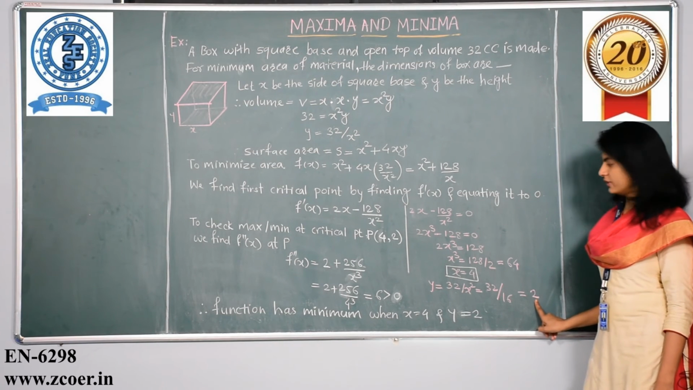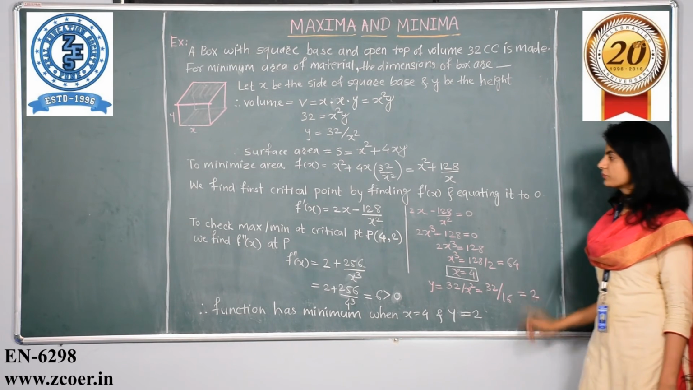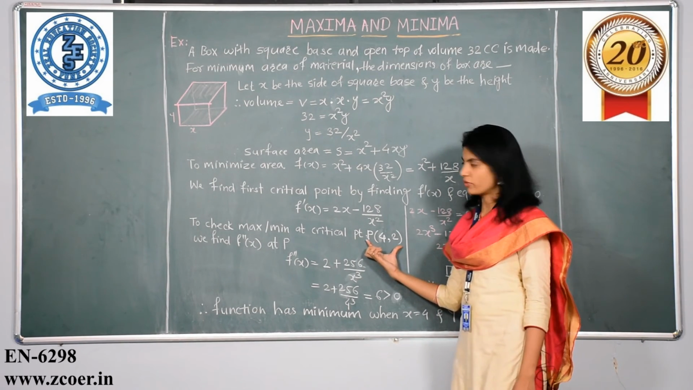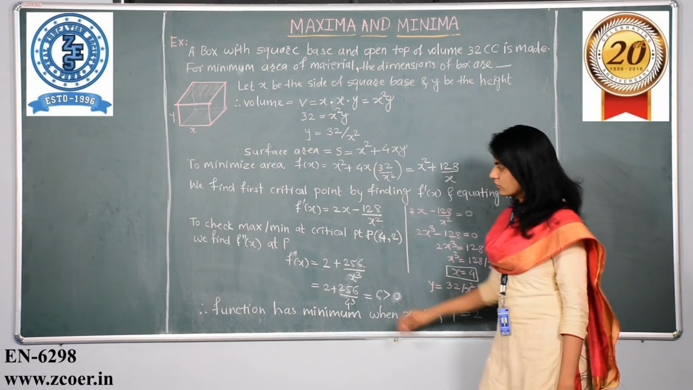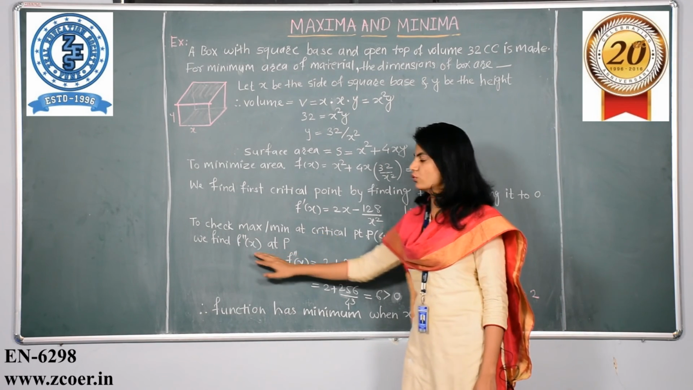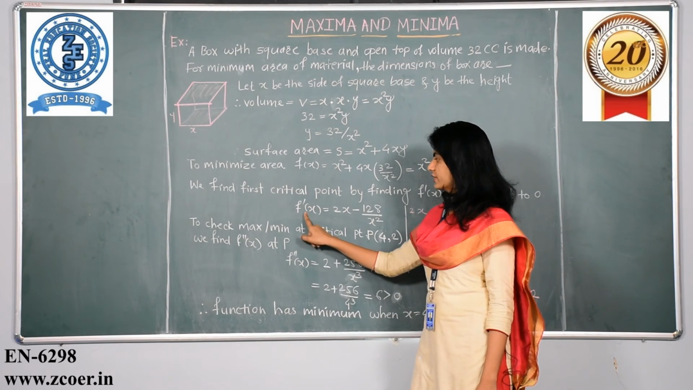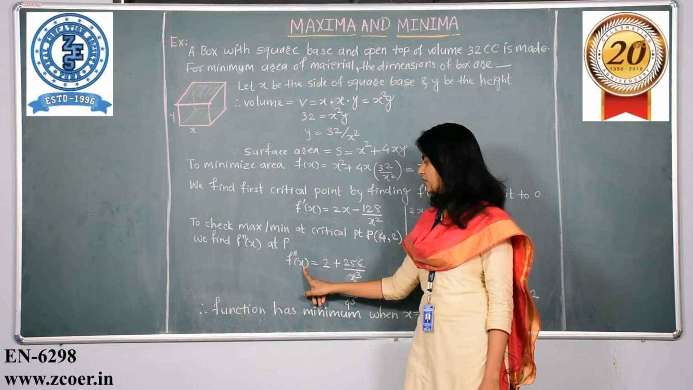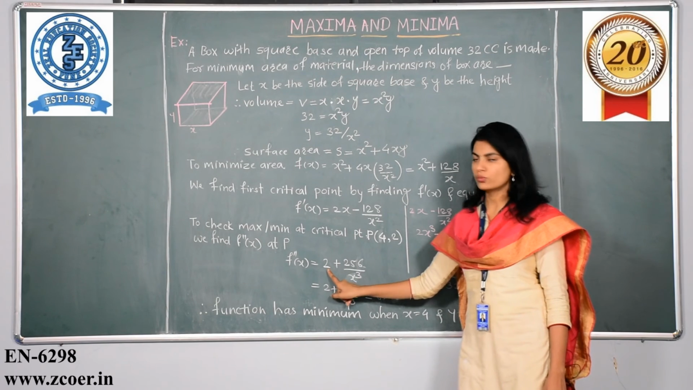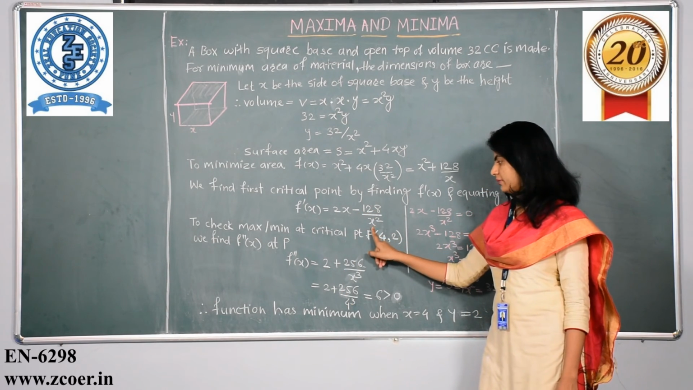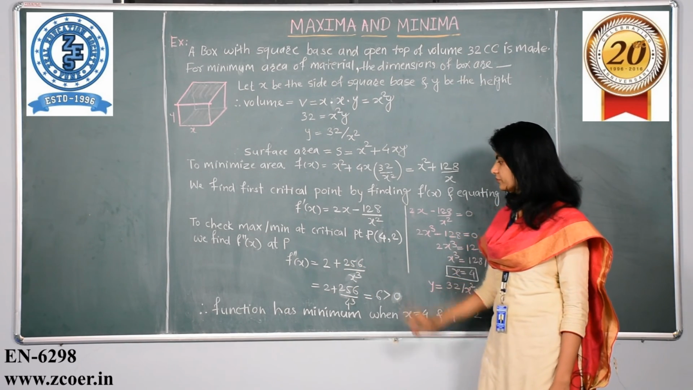So we got the critical point 4 comma 2, because the value of x is 4 and the value of y is 2. For this critical point 4 comma 2, let us check the maximum and minimum value. To check the maximum and minimum value, we have to find the second derivative of the function. So the second derivative becomes f double dash of x, which is equal to the derivative of 2x, that is 2, plus minus 128 divided by x square becomes plus 256 divided by x cube.